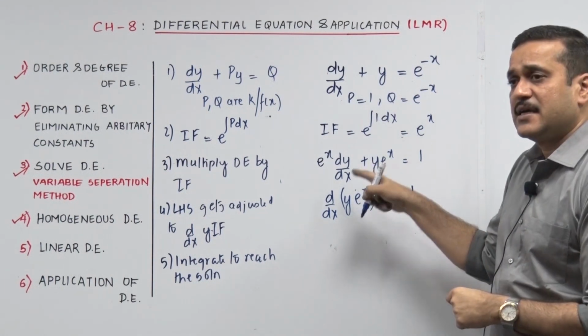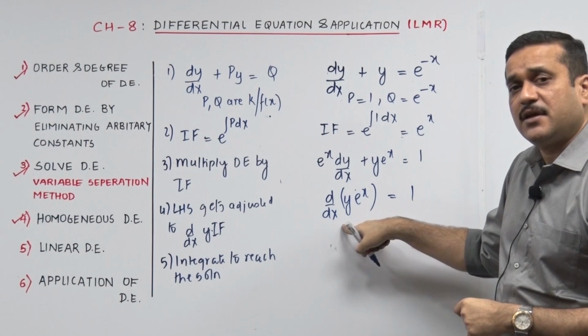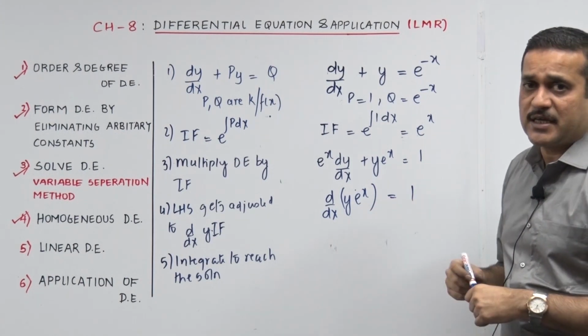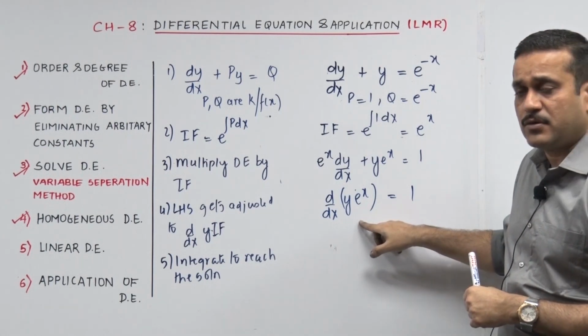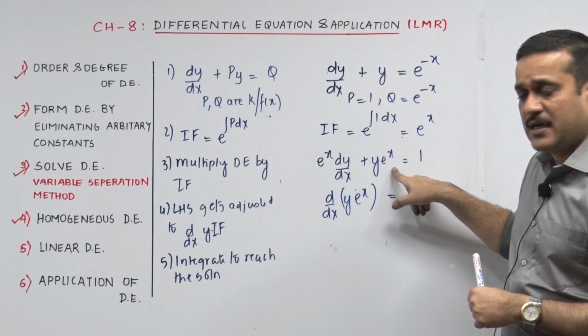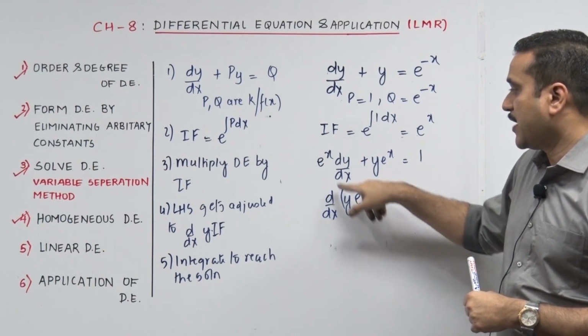The left hand side has got adjusted to the derivative of y into the integrating factor. But you can check. If you take the derivative by product rule, it's y into the derivative of e raised to x, you got that. And then plus e raised to x into the derivative of y, you got that.